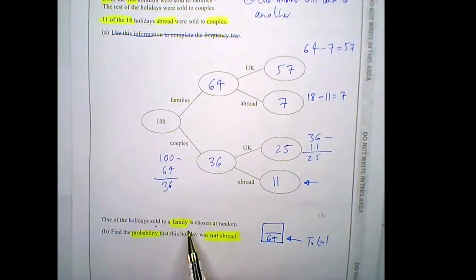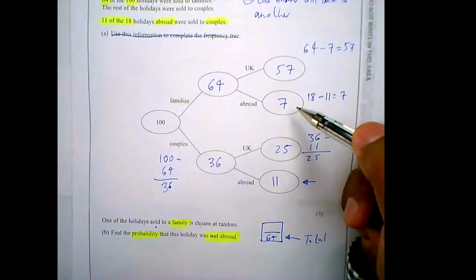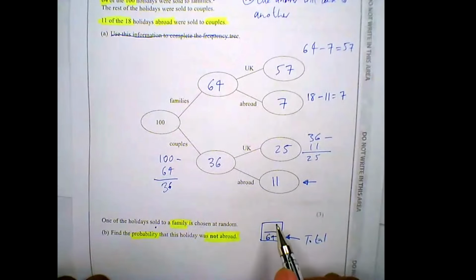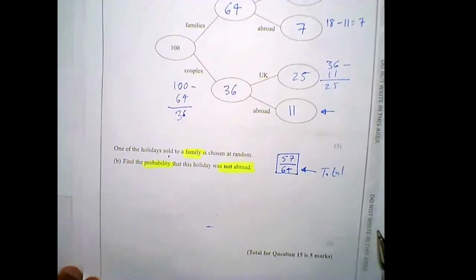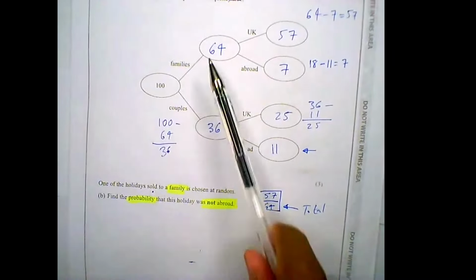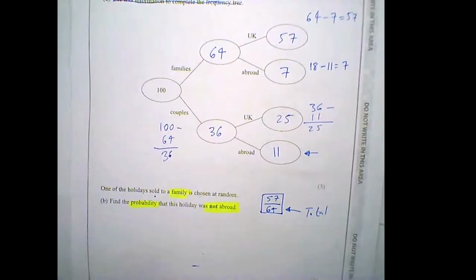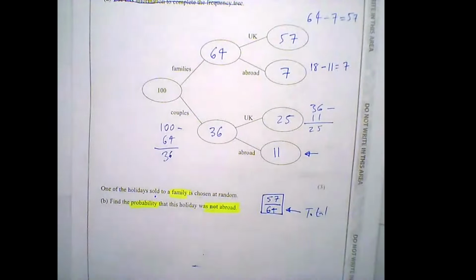One of the holidays sold to a family is chosen at random. Find the probability that this holiday was not abroad. So not abroad, abroad is 7, and not abroad is 57. So we put here 57. And so that is my answer. So this one, you can see why it's worth 2 marks compared to the last question. It's because of this. So we've got family here, as opposed to in previous questions, it was just the total. But in this case, we had to read this information and realize that they're asking us for something different. So that's question 4. Let's go to question 5 now.